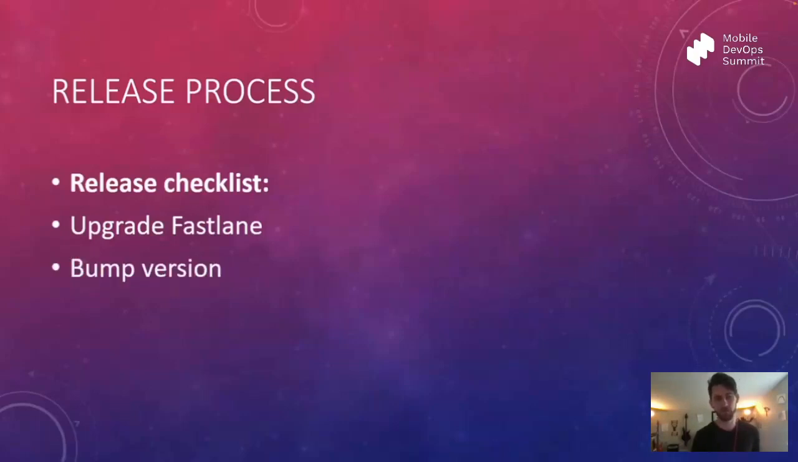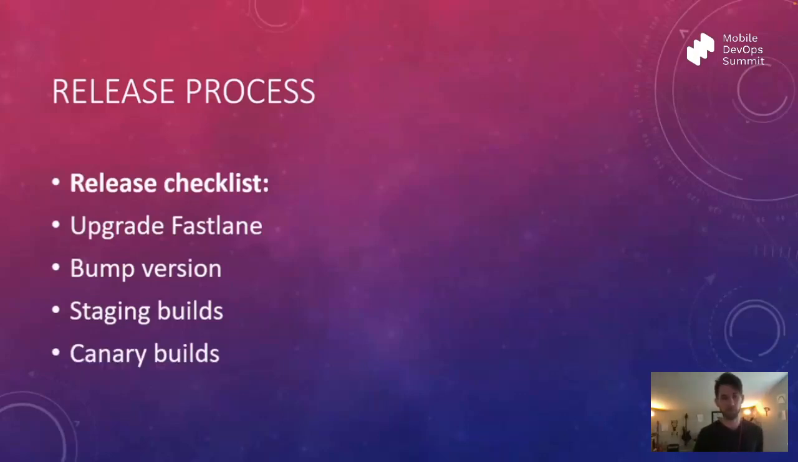So what do we do release week? We upgrade Fastlane. A lot of times, right when we're about to build, something changes on Apple's side and breaks Fastlane, so we're usually looking to upgrade that. And we bump the version, and then we kick off our staging builds for any new apps or any apps that have changed, like their icon or their logo or their name. We make sure those are right.